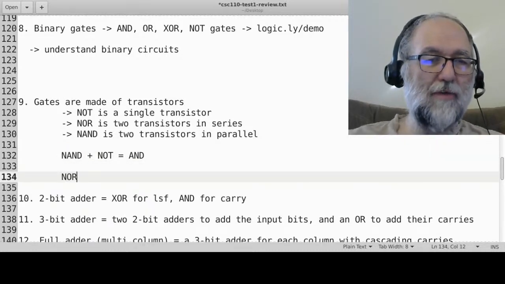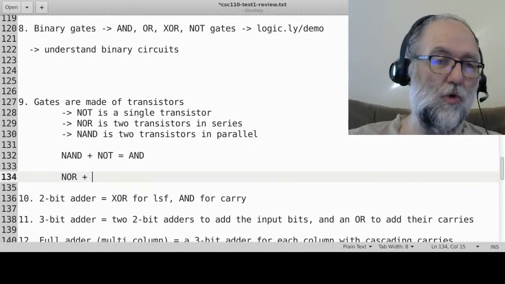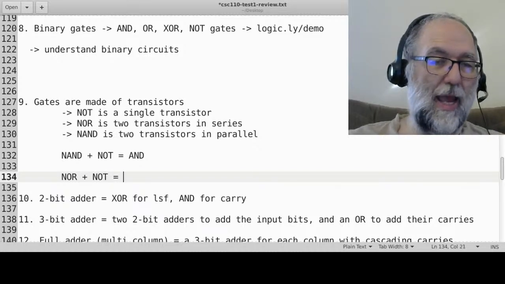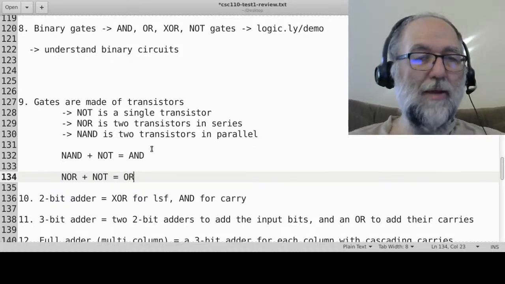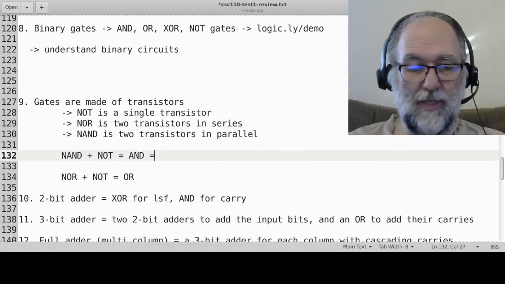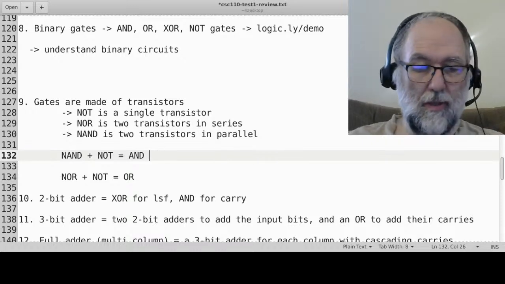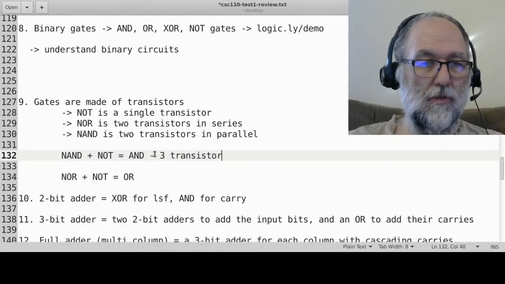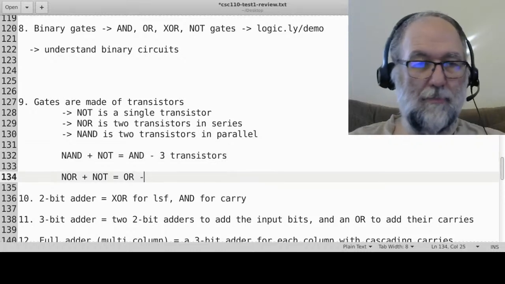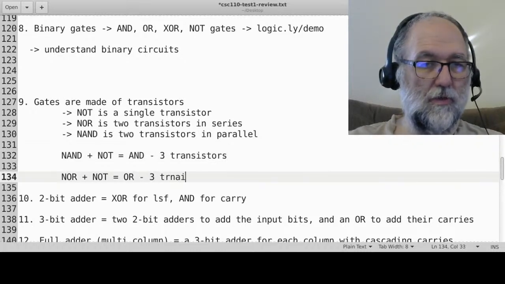Same thing with a NOR. You say, I've got a NOR gate, I don't want a NOR gate, I want an OR gate. Just add a NOT to it, and you will get an OR gate. And that means that the AND gate is made up of 3 transistors, and the OR gate is made up of 3 transistors.